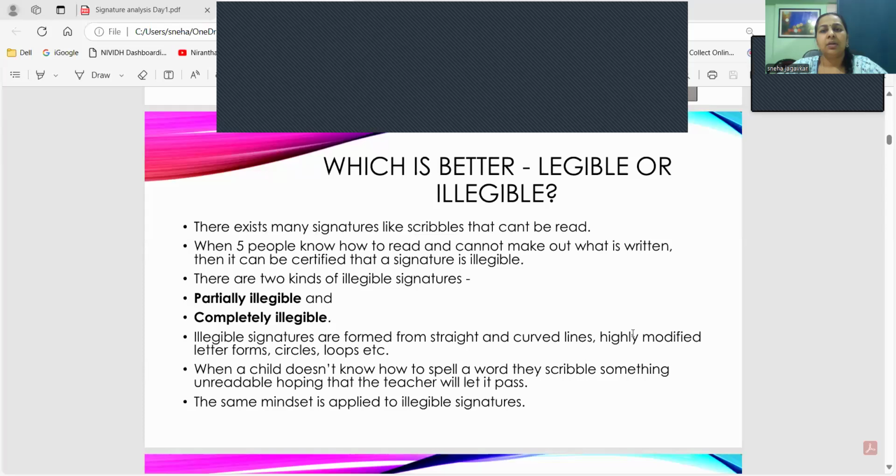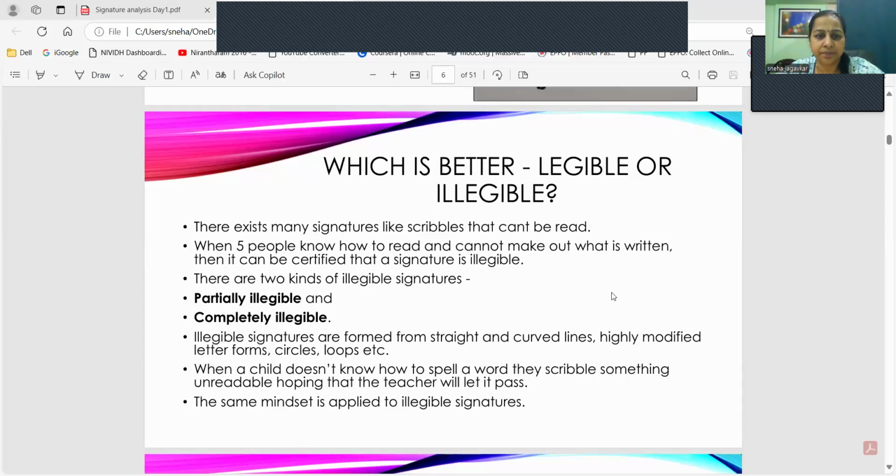Let's get back. I found that signature. We can discuss that signature a little later, once I complete teaching you this part.